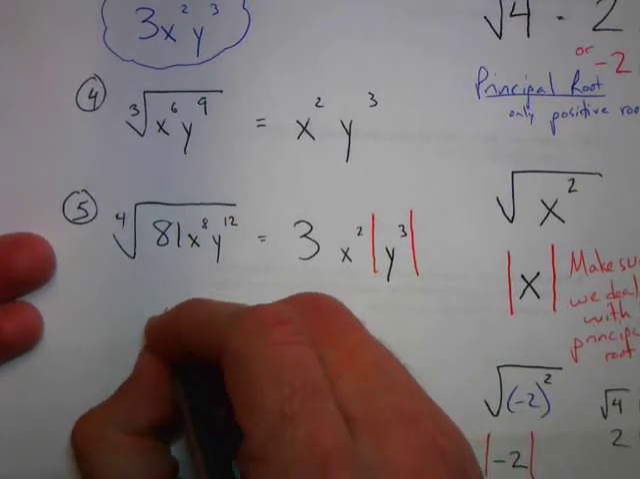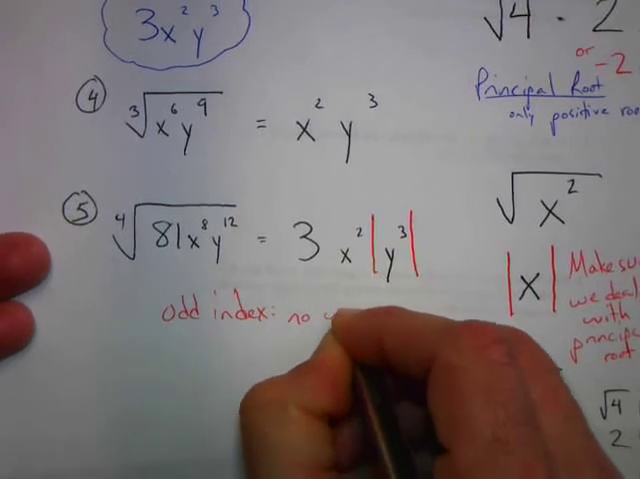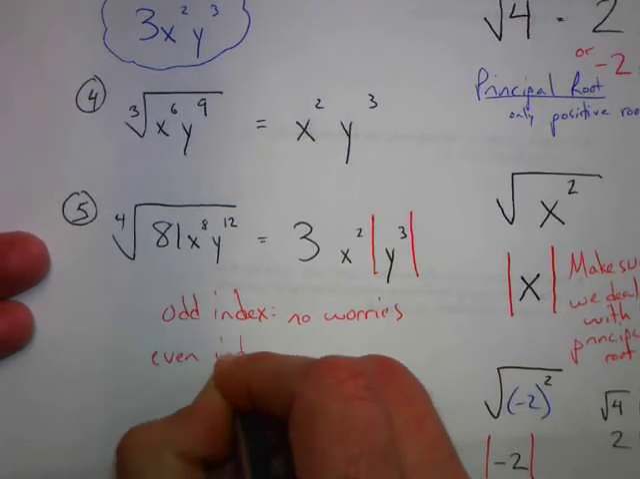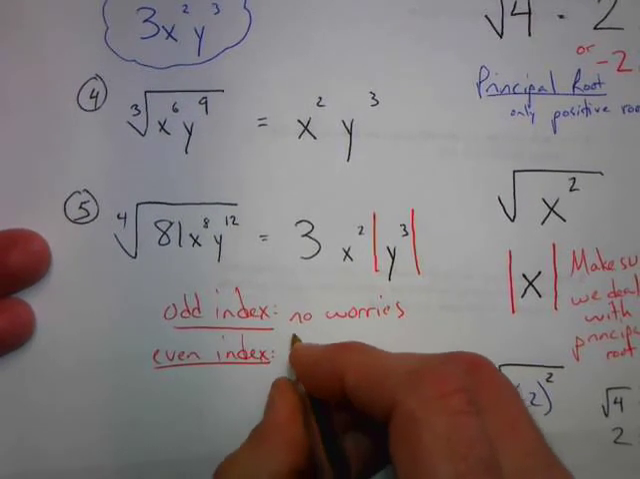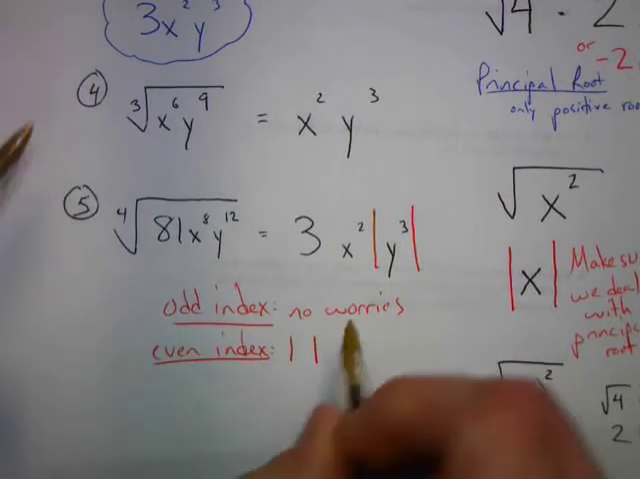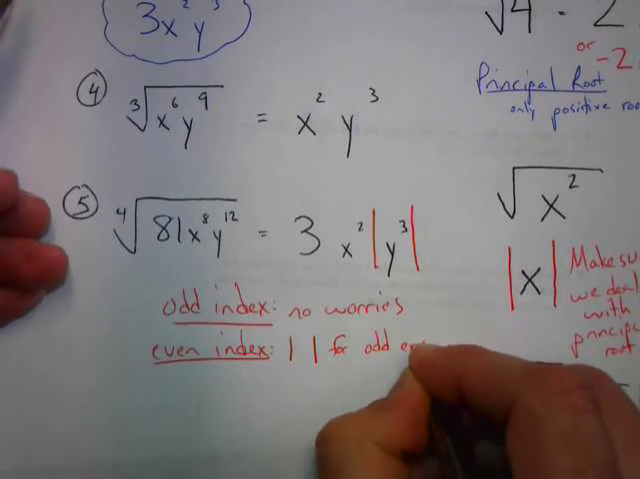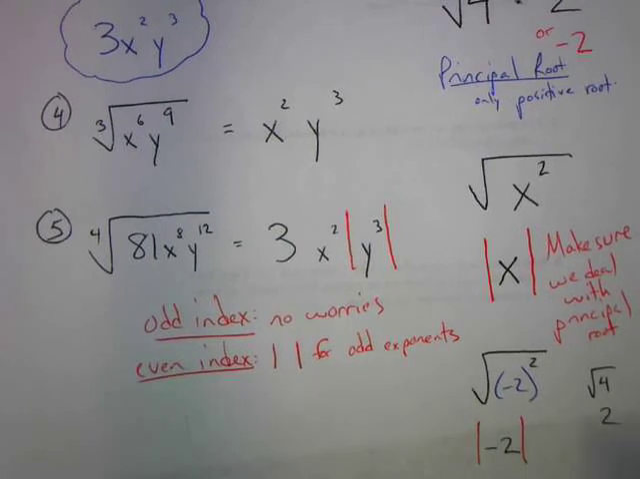So odd index, no worries. Even index, we need absolute value bars for odd exponents. What? That gets tricky. But again, just like everything else, it all works out with practice. Thank you very much.